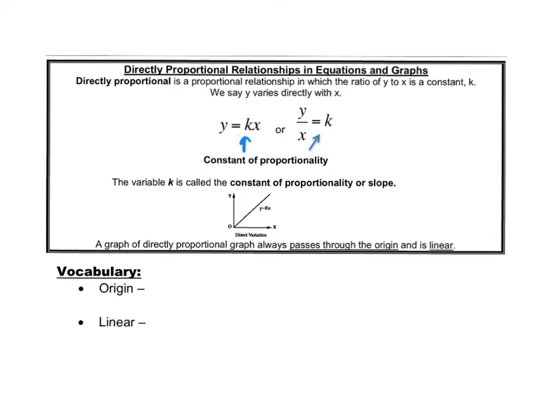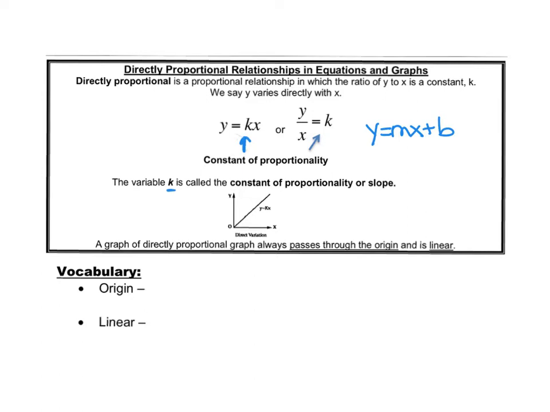So here we have it written in an equation. y is equal to kx, where k is a constant of proportionality. You could also write it as y over x is equal to k, that constant of proportionality. The variable k is that constant of proportionality, or the slope. It's like we have the equation y is equal to mx plus b, where m is our slope. The k is also our slope.